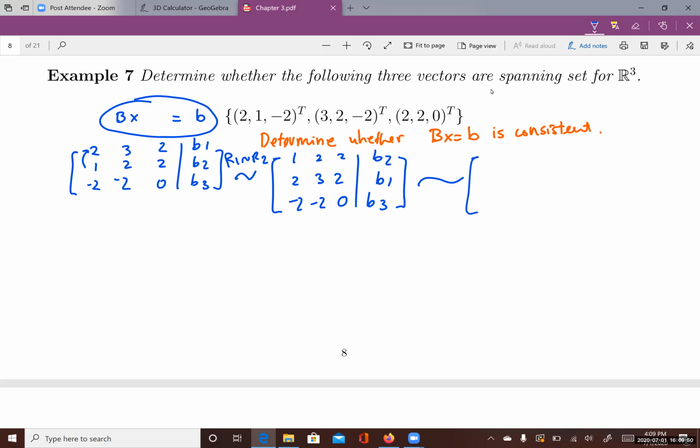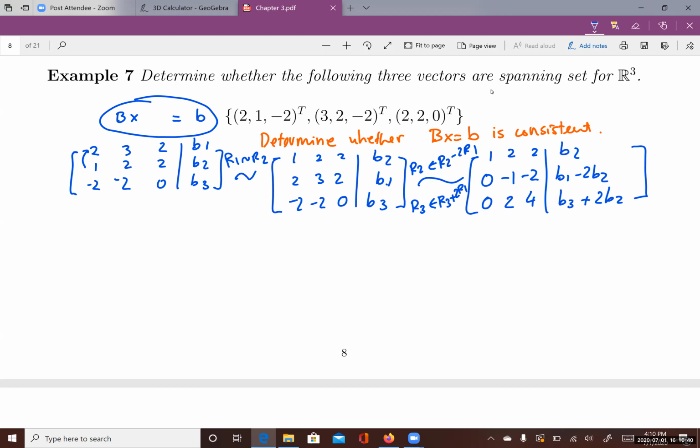Next step is I want to take row 2 as row 2 minus 2 row 1, and row 3 is going to be row 3 plus 2 row 1. Okay, and row 1 stays the same. Want to keep my b entries consistent. 2 minus 2 is 0, 3 minus 4, negative 1, 2 minus 4 is negative 2, b1 minus 2 b2. And then third row, 2 plus 2 is 0, negative 2 plus 4 is 2, 0 plus 4 is 4, and I have b3 plus 2 b2.